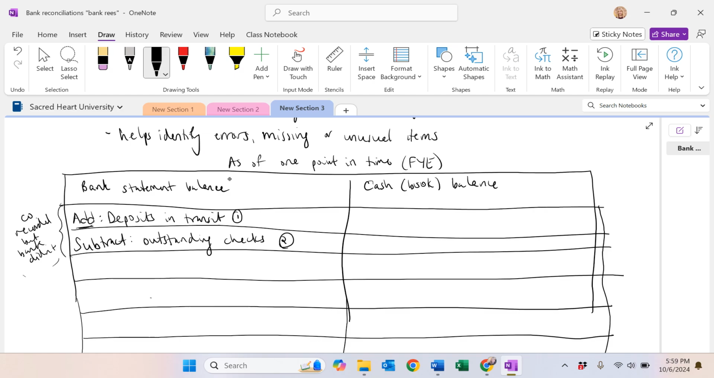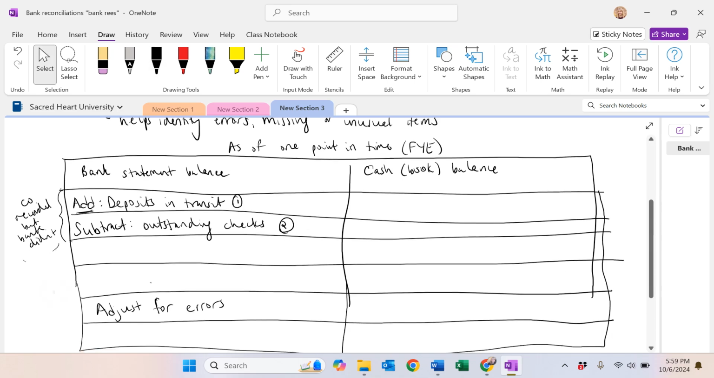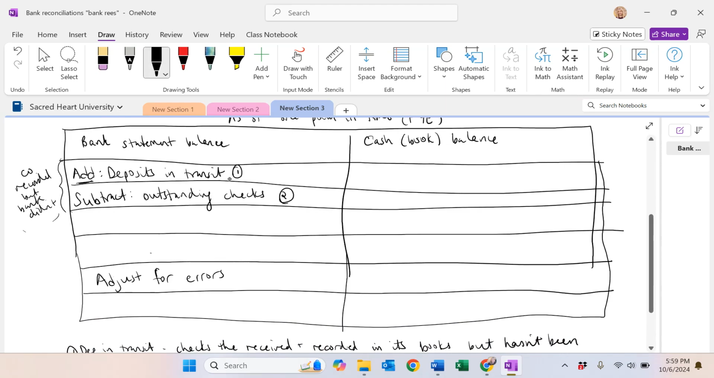I'm going to skip 2 lines because really there's nothing else here. We need to adjust for any errors that the bank may have made. And we can't say whether to add or subtract. It depends what the error was. And then finally we get to the adjusted, or sometimes we call it the true cash balance. But we don't stop here.